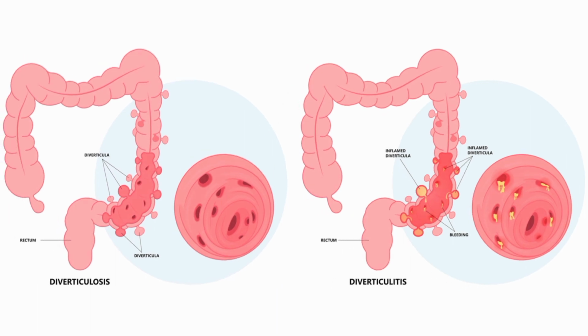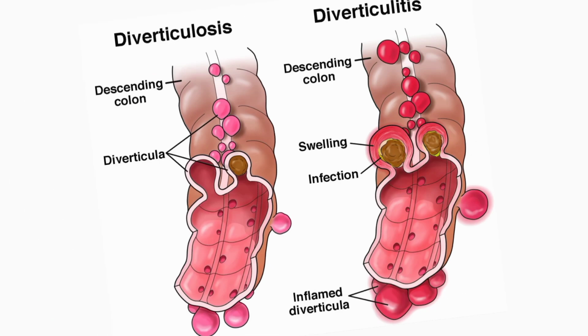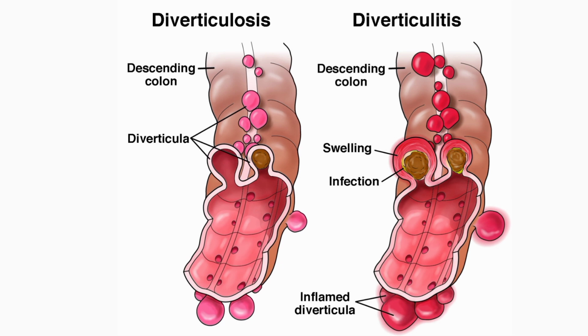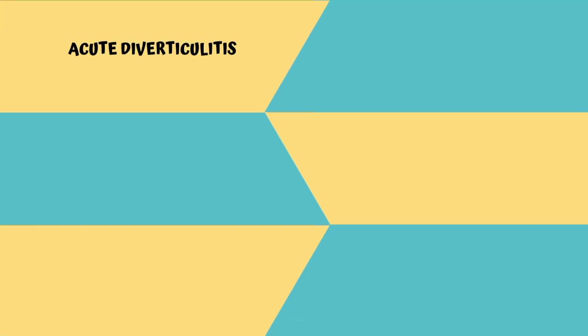As you can see in the diagram, these abnormal pouches are diverticulosis, and when these pouches get inflamed and swollen, as you can see in this diagram, these are known as diverticulitis. And because of the infection, diverticulitis is more serious than diverticulosis.